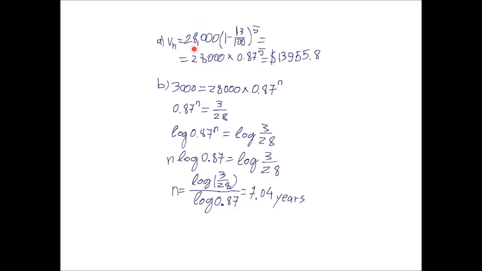We know that the initial value is 28,000. We want to find the value after n years. $28,000 times 1 minus the rate of depreciation 13 over 100, that's 13%, to the power of the number of years, 5. That is 28,000 times 1 minus 13 over 100 is 0.87 to the power of 5. And that gives us a result of $13,955.80 for the forklift after 5 years.